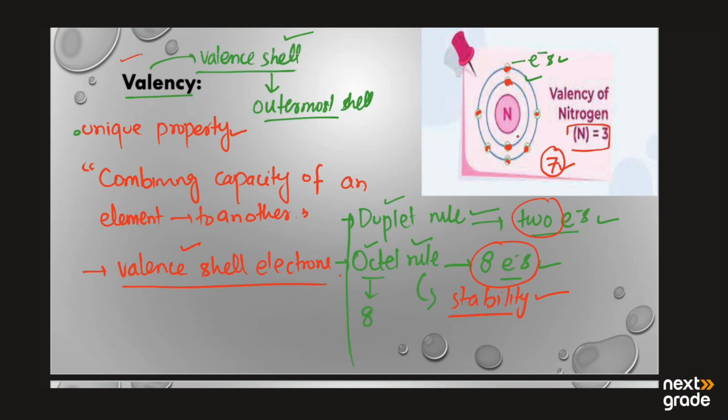Now, with 5 electrons in the valence shell, nitrogen requires 3 more electrons to complete the octet of 8. So as it requires 3 more electrons, its valency is 3. So nitrogen has valency 3. How can we check? We can check by the presence of valence shell electrons in the atom.